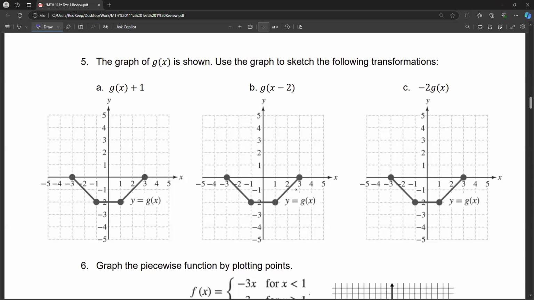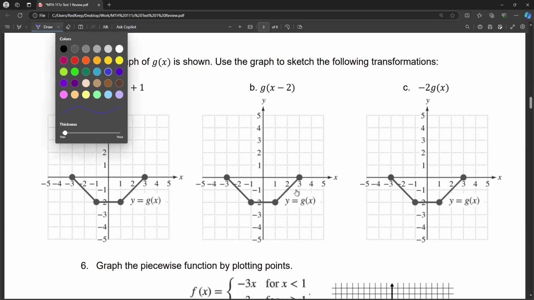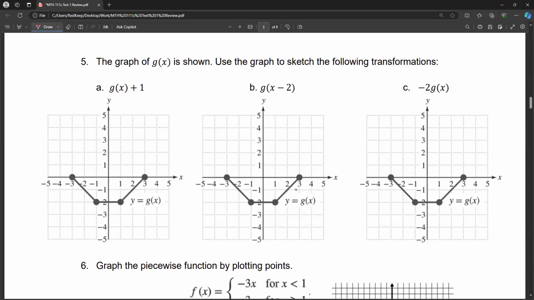So this kind of transformation actually just shifts our function up 1 unit. So let me go ahead. I liked the red before. That helped it stand out, didn't it?